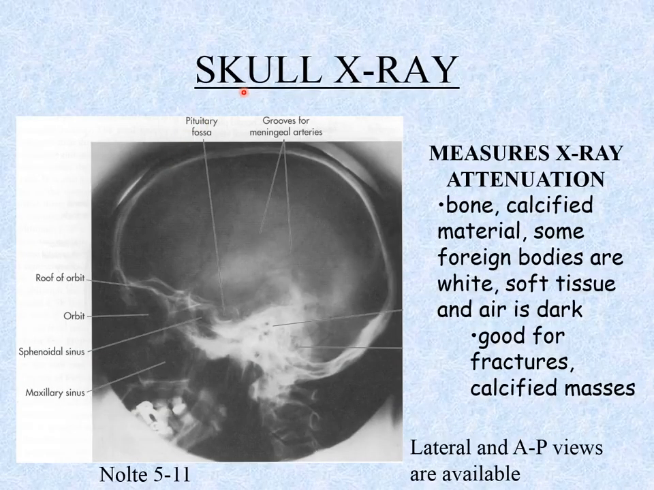A skull X-ray measures X-ray attenuation. You see here bone, as it is calcified, will be white. Some foreign bodies, the metallic in particular, will appear white. Soft tissue is dark. It's very good for skull fractures and for calcified masses. And you can obtain these views in both lateral and AP views.